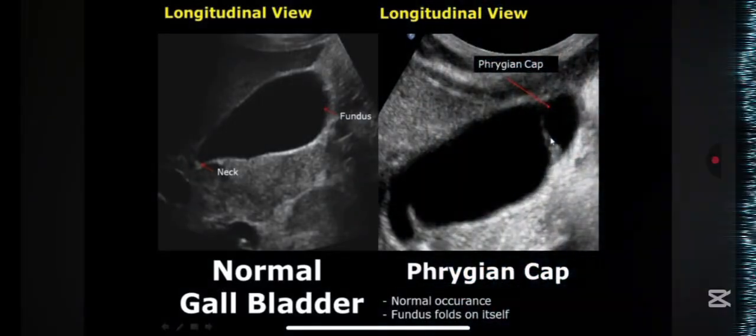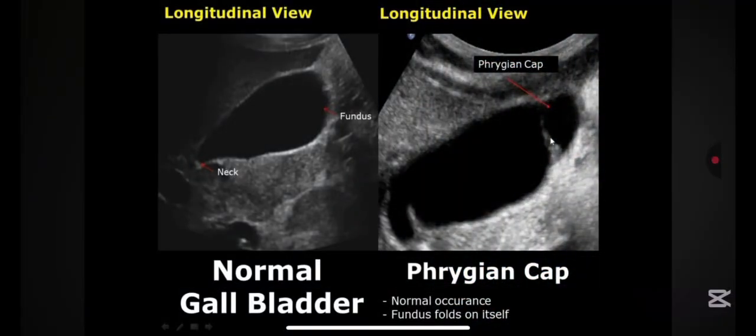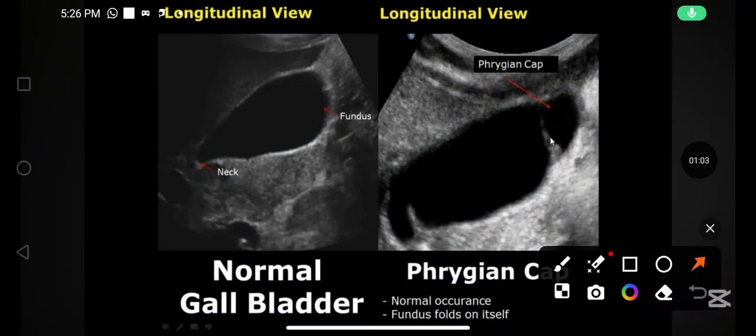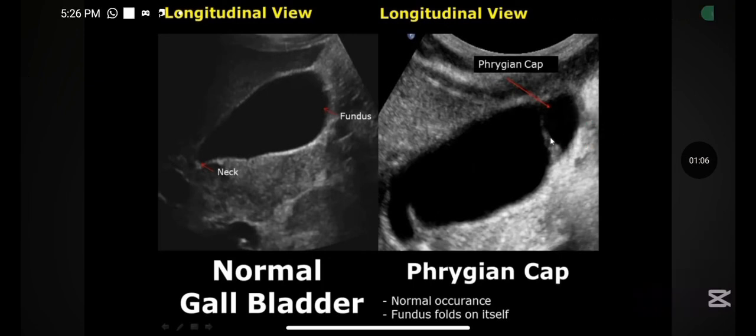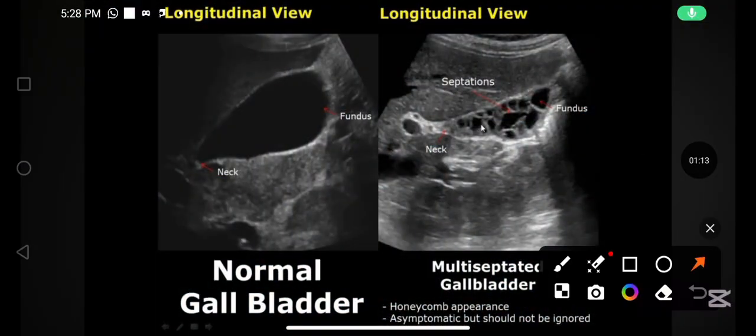The Phrygian cap is a normal occurrence in the gallbladder in which the fundus folds on itself. It is actually not a disease but just an occurrence. A multiseptated gallbladder gives a honeycomb appearance, which looks like these multiple septations inside the gallbladder, and they are asymptomatic, but they should not be ignored because they may lead to malignancy.